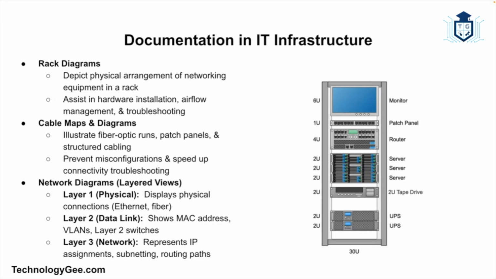And then we have what are called network diagrams, and they provide a structured view of network components and their interconnections. And they are classified into three layers. So you have layer one, the physical layer. This displays the physical connections of network devices such as Ethernet cables and fiber optic links. You have layer two, or the data link layer. This illustrates MAC addresses, VLANs, and layer two switches, aiding in troubleshooting broadcast domains and segmentation issues. And then you have layer three, or the network layer, and this represents IP address assignments, subnetting, and layer three routing paths that are essential for understanding network traffic flow.